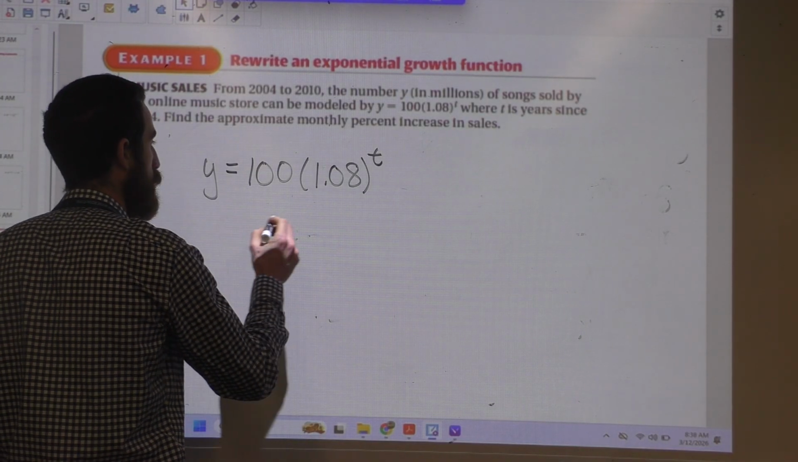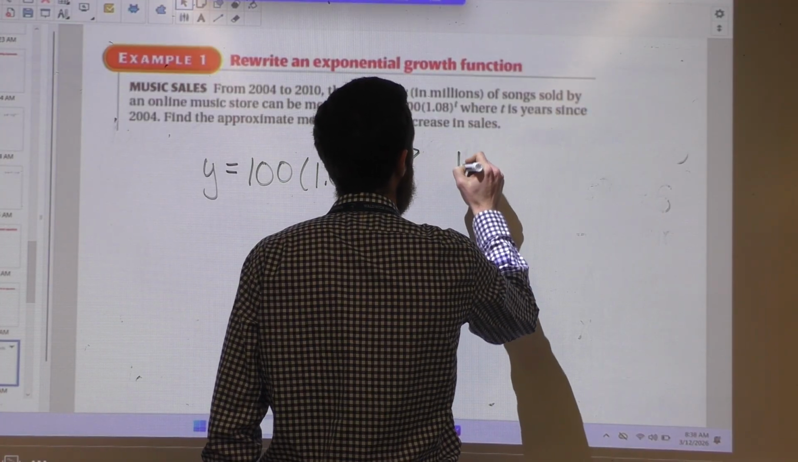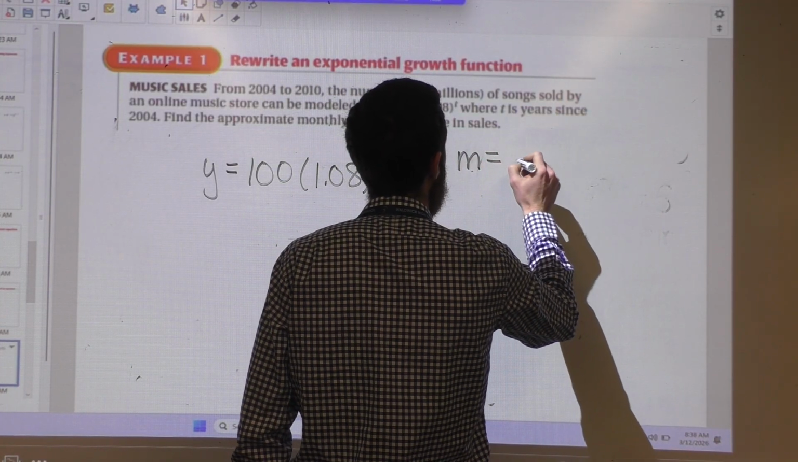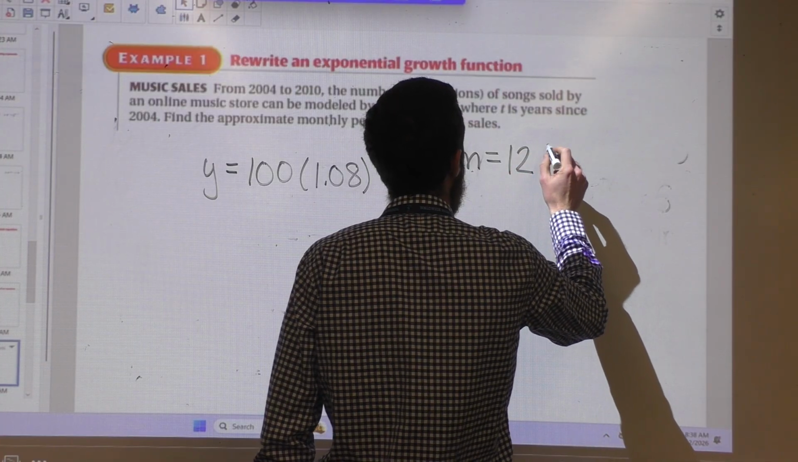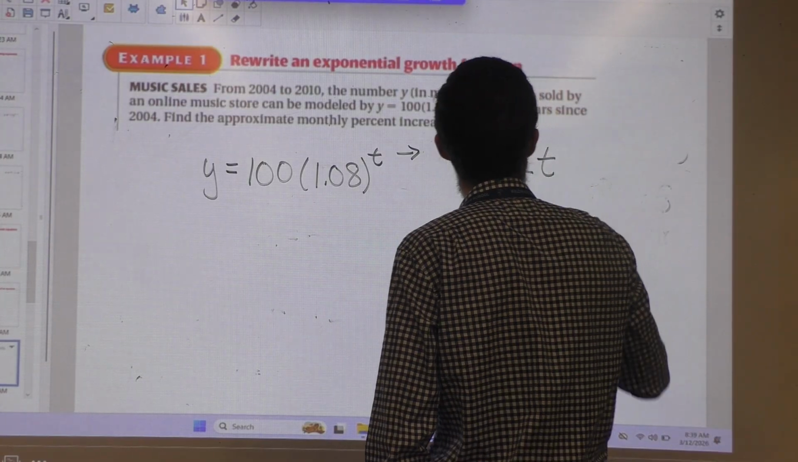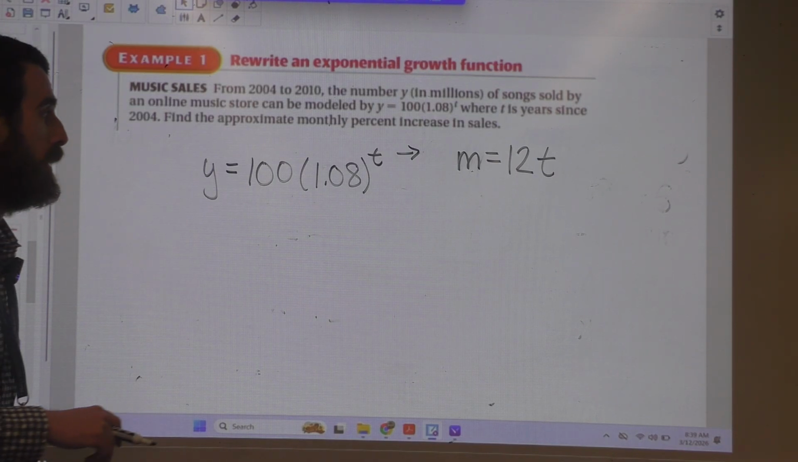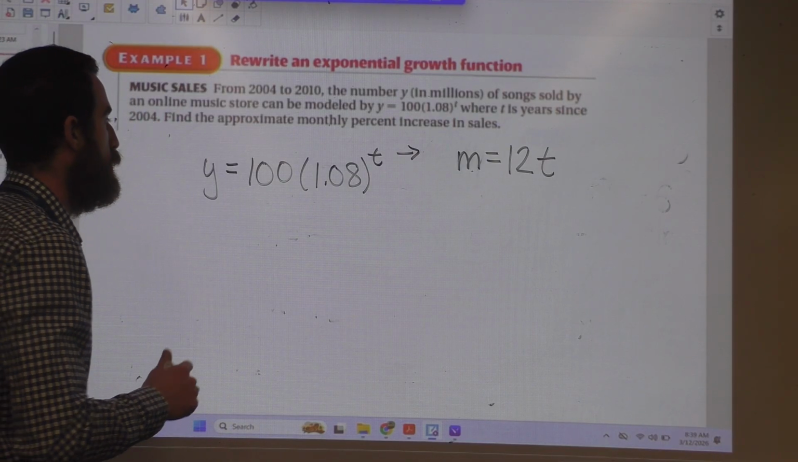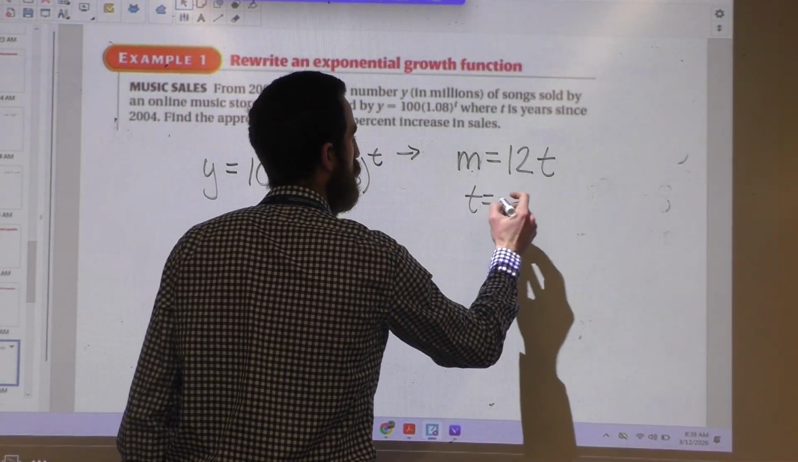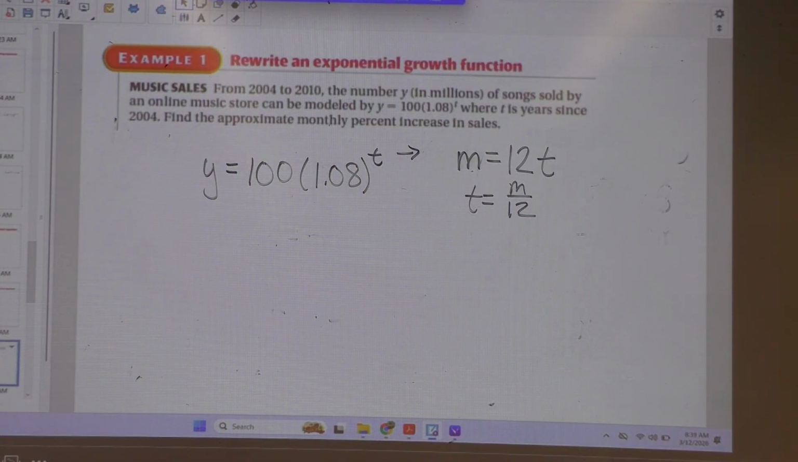So that would mean that I need an equation where instead of t, I need the number of months to be the variable that I'm plugging in. And so it's true that the number of months is equal to 12t. It took me a second to think about that. You see that? M is equal to 12t. So in other words, t is equal to m over 12. That makes sense. If it's been 24 months, it's been 2 years.